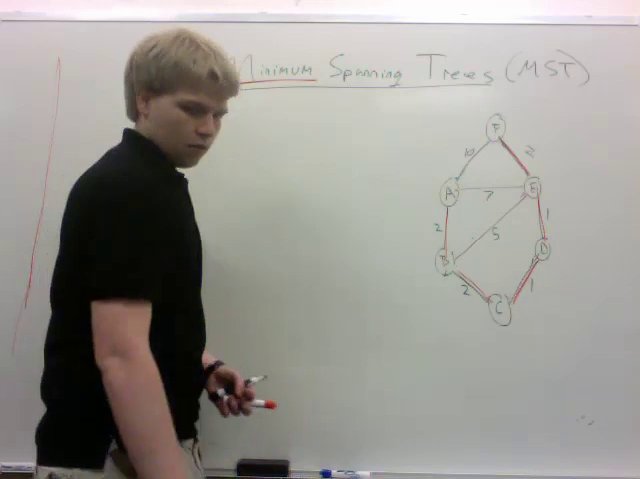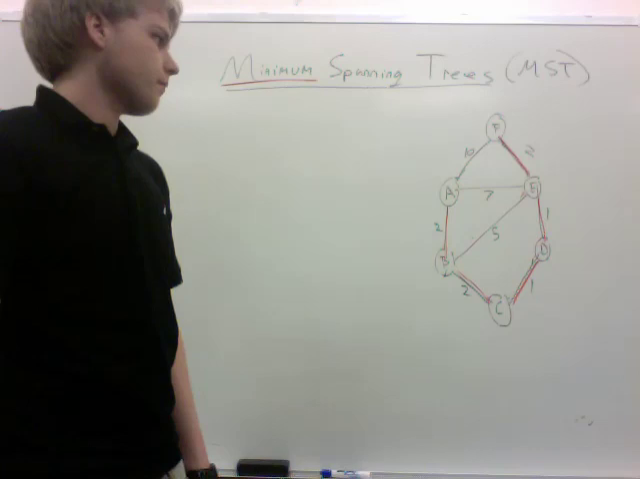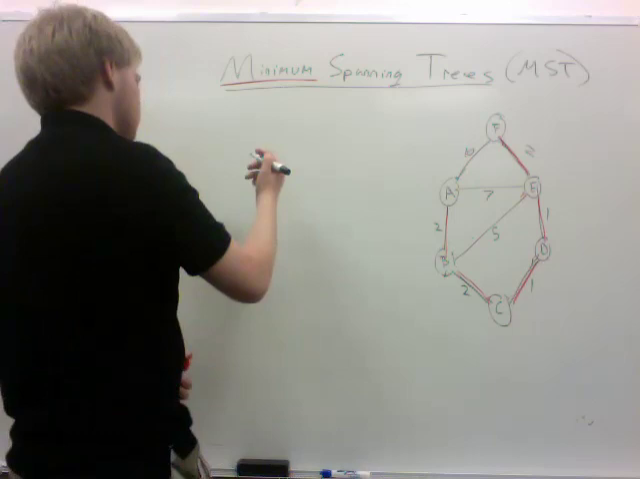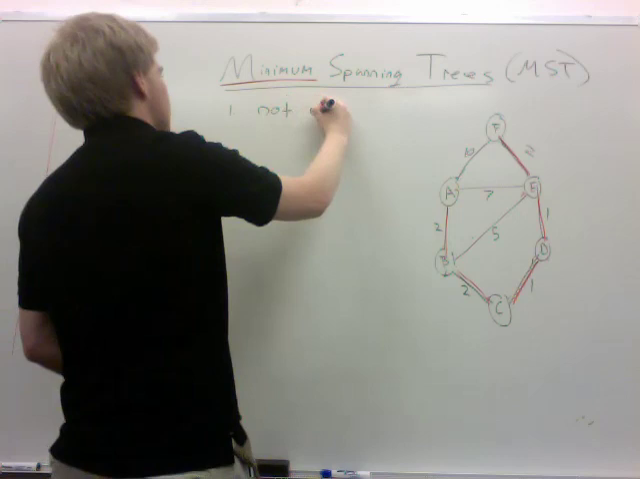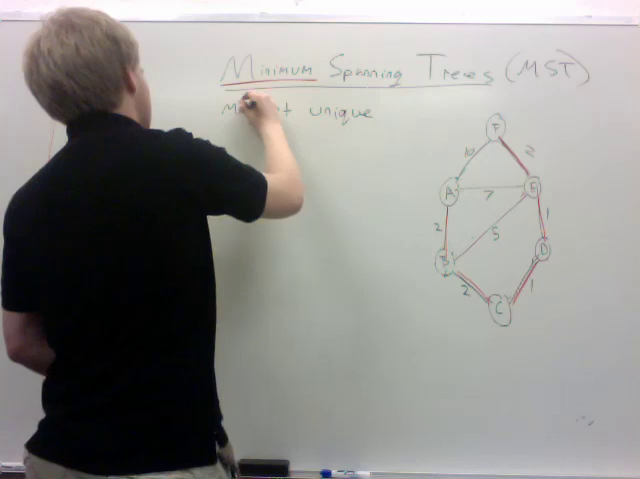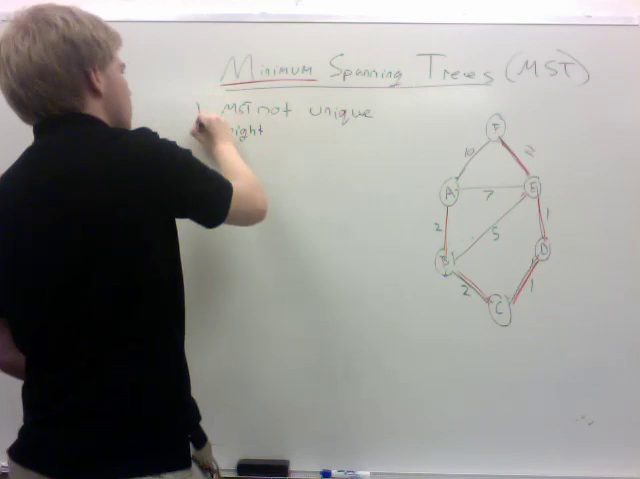Okay, so I'll go over some little properties of the minimum spanning tree. So, one, it's not unique. So, MST is not unique. The weight, that's 1, 2 of MST is unique.